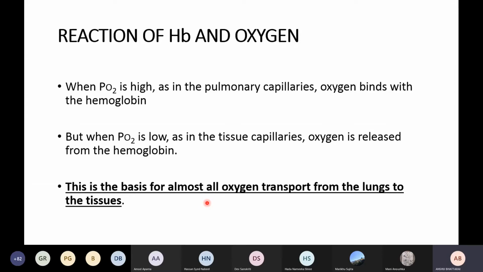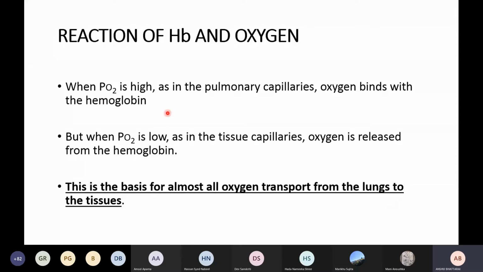Now, in the reaction between hemoglobin and oxygen, what you have to know is that when the partial pressure of oxygen is high, for example in pulmonary capillaries, oxygen binds with hemoglobin. This must be simple to understand, right? Because there is a great partial pressure of oxygen in pulmonary capillaries, that is why more and more hemoglobin can bind with oxygen. And like I said, after one molecule of oxygen binds, the bonds get loosened and more oxygen can bind. So when the partial pressure of oxygen is high in pulmonary capillaries, oxygen continuously binds with hemoglobin.